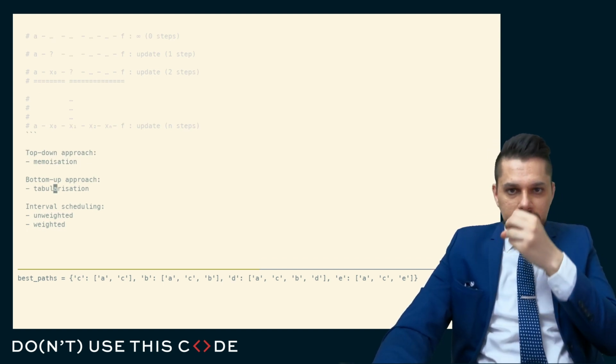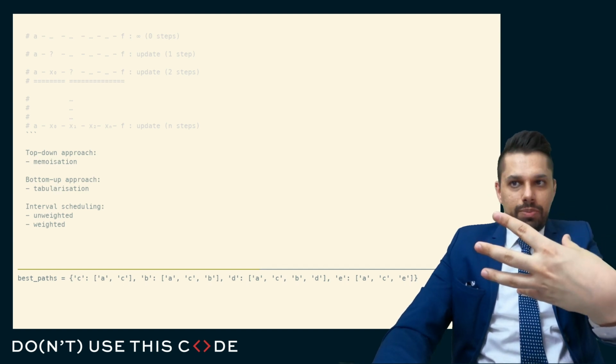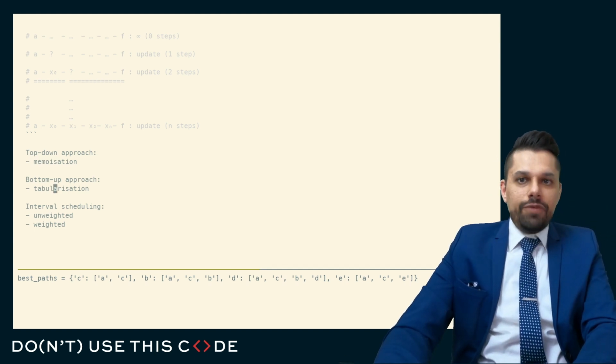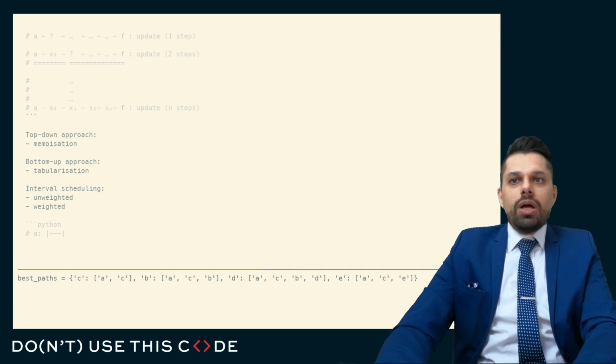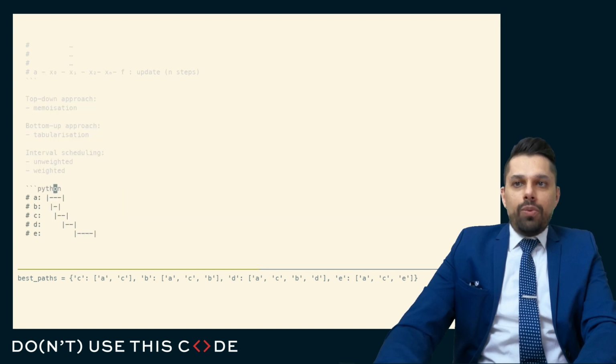We can start with the kernel, the base case, and then build out. This is what you might call a tabularized approach. Let me show you an example of this. A canonical example of a dynamic programming problem is interval scheduling. There are two variations of this problem, unweighted and weighted.